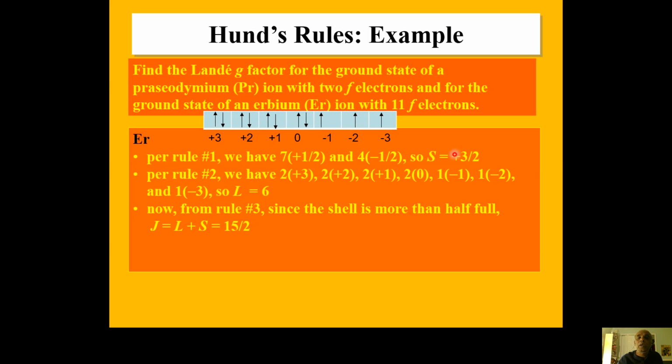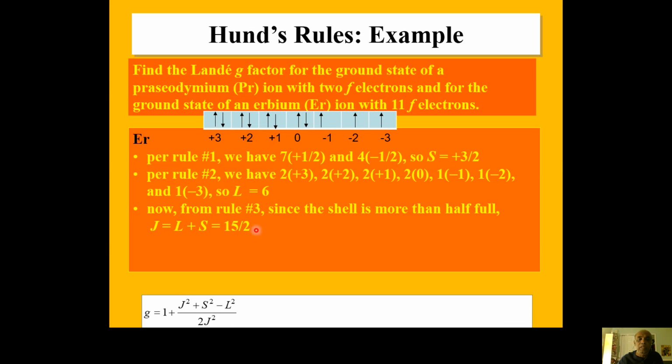So now you have capital S, capital L. Now how do you calculate J? If you look at this one, this middle is your half, right? So this is more than half filled. If it is more than half filled, Hund's third rule says your J should be L plus S, because L is now 6, 6 plus 3/2. If you add, that is 15/2. Now you have S, L, and J.